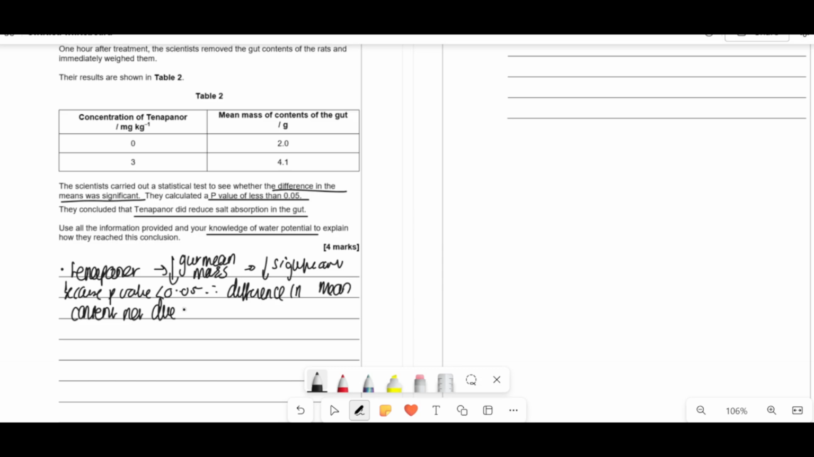In this case, the difference in the means due to chance. All right, so then what that means is, because the probability of it being due to chance is less than like 0.05, that means this gut has a higher mass. We need to figure out why.